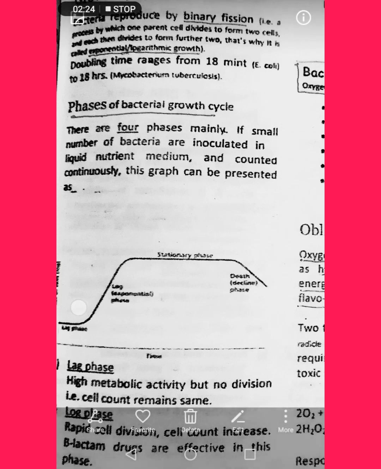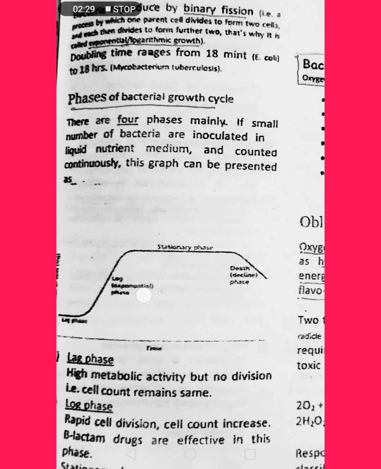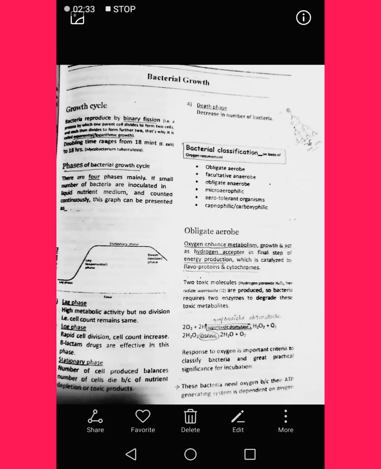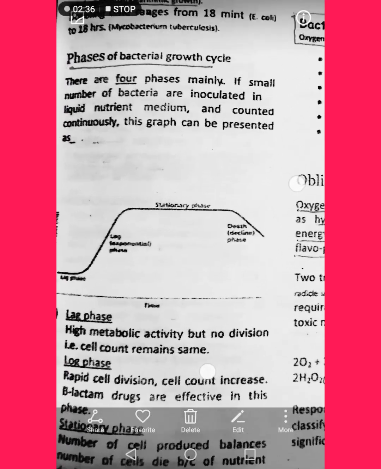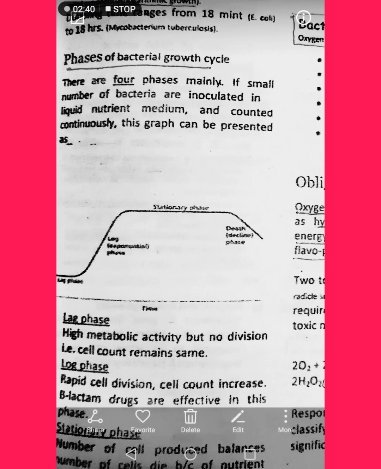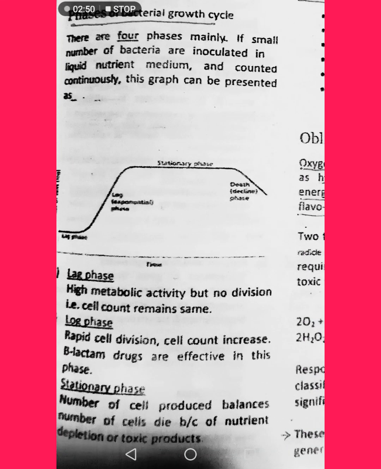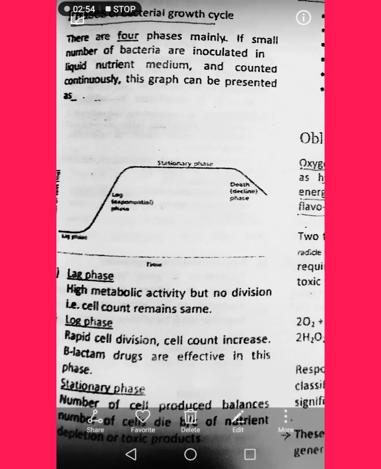The first one is the lag phase, the second one is the log phase, the third one is the stationary phase, and the fourth one is the death phase. So these are the four phases involved in the growth cycle of bacteria. The first one is called the lag phase. In this phase there is no division of cells.